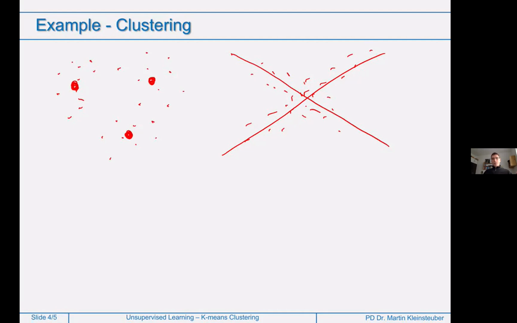Segmentation and clustering. What's the difference between segmentation and clustering? I haven't explained what segmentation is, so I cannot define what the difference between segmentation and clustering is.